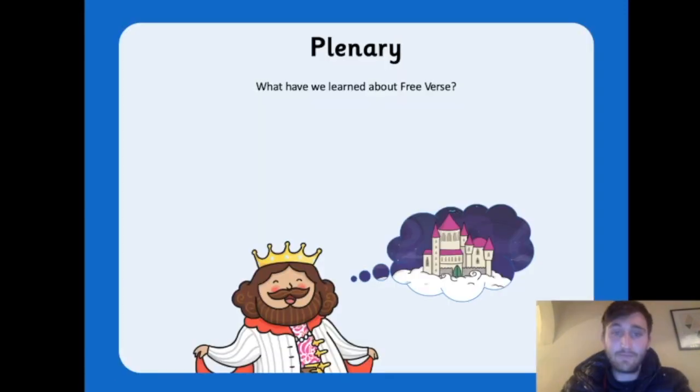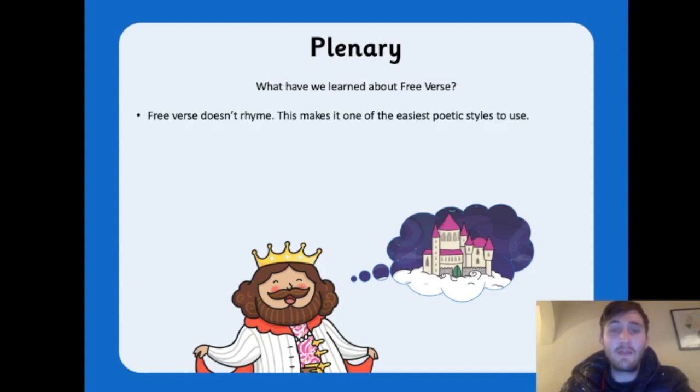So let's just have a quick recap on what free verse is about. Remember, free verse doesn't have to rhyme, so this makes it quite an easy poetic style to use. However, it's key to remember, if you do want yours to rhyme, that is absolutely fine, because it is your choice. That is what free verse is all about.